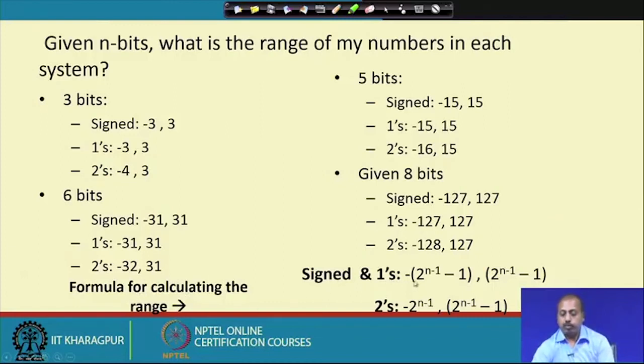Signed and 1's complement is minus 2 to the power n minus 1 minus 1 to 2 to the power n minus 1 minus 1, and for 2's complement it is minus 2 to the power n minus 1 to 2 to the power n minus 1 minus 1. So, this way we can have ranges.